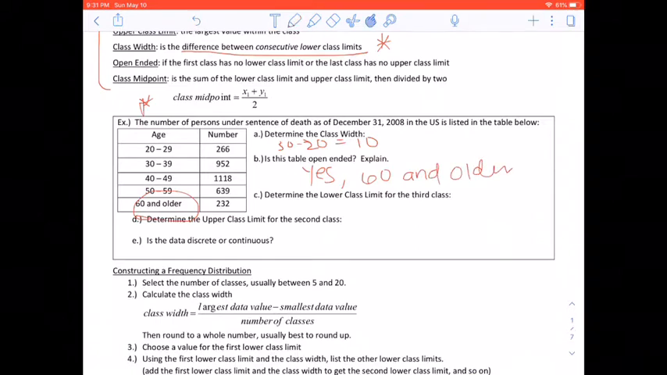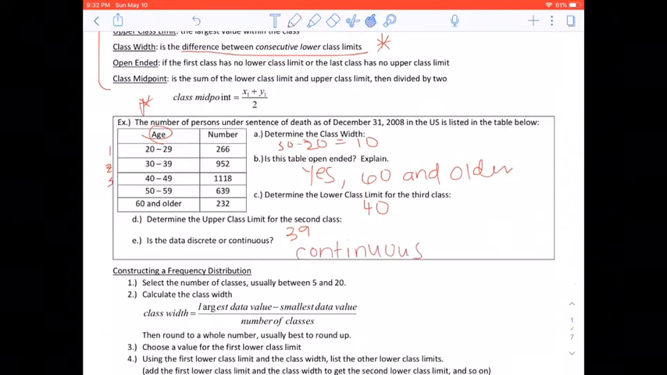The next question says, determine the lower class limit for the third class. So we have the first, second, and third, and the lower class limit for the third class would be 40. The upper class limit for the second class would be 39. Is the data discrete or continuous? It says the number of people, but that's just the frequency. The data we are talking about is ages, and age is something that's measured, so it is continuous, like we saw in the last chapter.